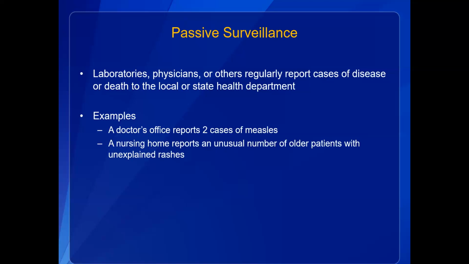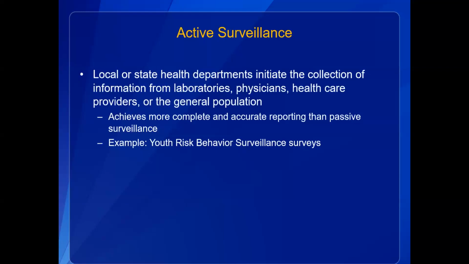Maybe a nurse's home can report an unusual number of patients dying with whatever condition they might be dying from. Then we have active surveillance. By active surveillance, the Ministry of Health or the local state health departments put in systems to make sure the laboratories, the physicians, the healthcare providers, or the general population report cases of whatever health events. So in this case, it just means there are systems in place, and it is the authorities which initiate this whole process of reporting.